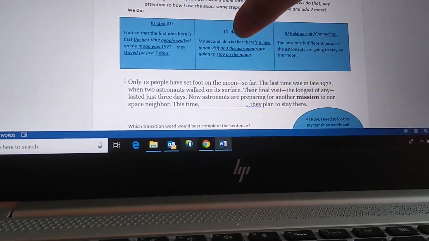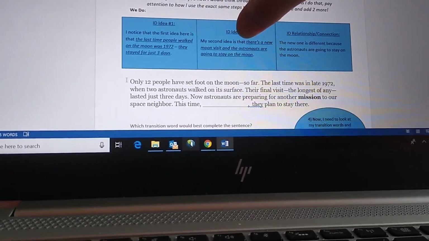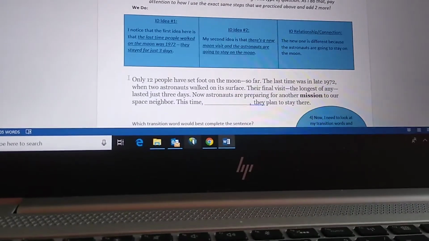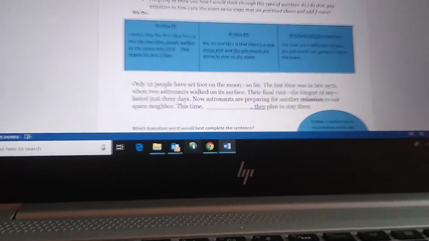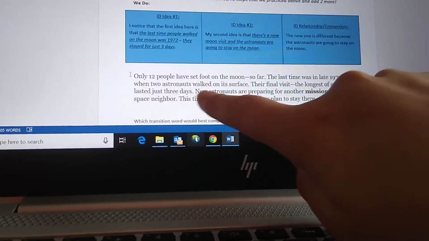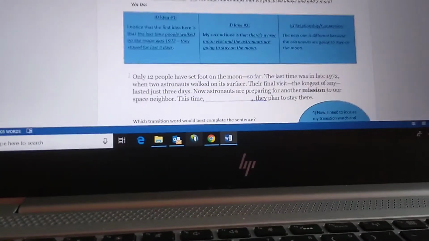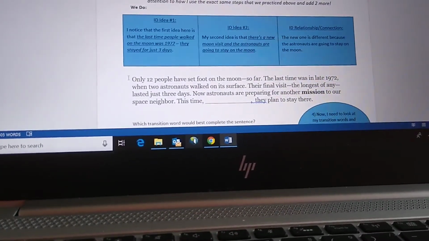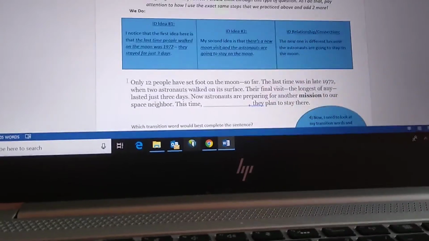Idea number 2, my second idea is that there's a new moon visit and the astronauts are going to stay on the moon. So this is here. Now astronauts are preparing for another mission to our space neighbor. This time, blank, they plan to stay there.